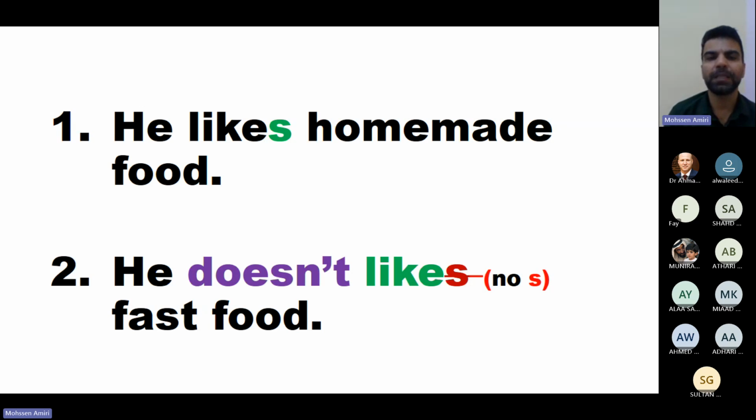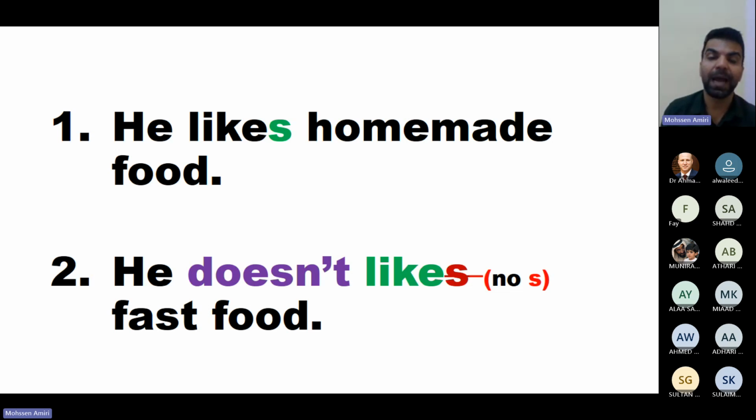He likes homemade food. بعدين, when we want to make negative the same sentence, many students have problems. They don't know how to make it negative. Most of the students say, he don't like fast food. No. You should remember, doesn't. So Shabab, for he or she, or Ali, for another shakhs, when we want to make it negative, we use doesn't.